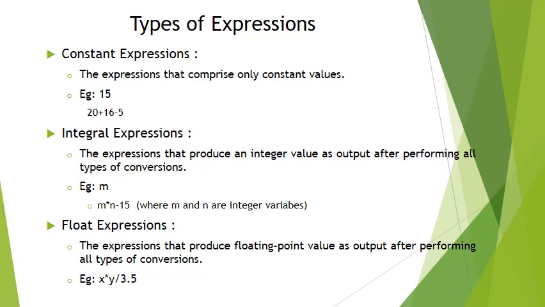The next category is floating point expression. That is the expression that produces floating point values as output after performing all the conversion. For example, x into y by 3.5. This expression will always compute a floating point value for the variables x and y.